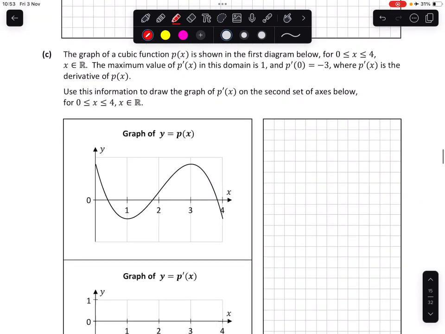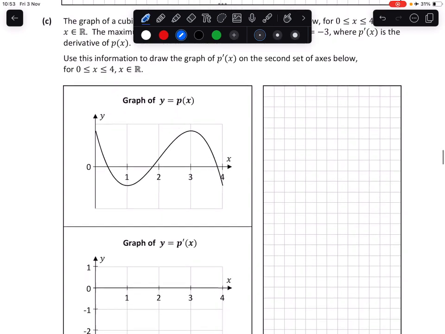Part C. The graph of the cubic function p(x) is shown in the first diagram below for some value of x between 0 and 4. x is a real number. The maximum value of p prime of x in this domain is 1, and p prime of 0 is equal to negative 3, where p prime of x is the derivative of p(x). Use the information to draw the graph of p prime of x on the second set of axes below for some value of x between 0 and 4.